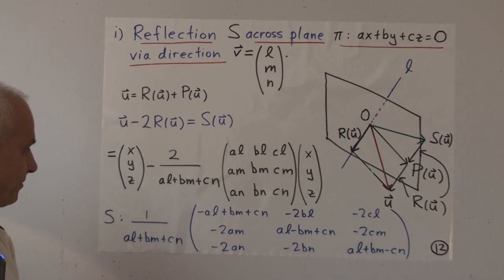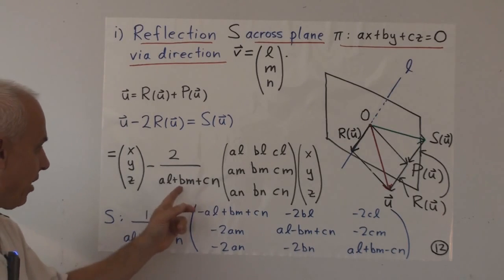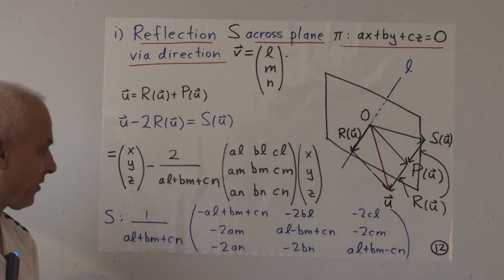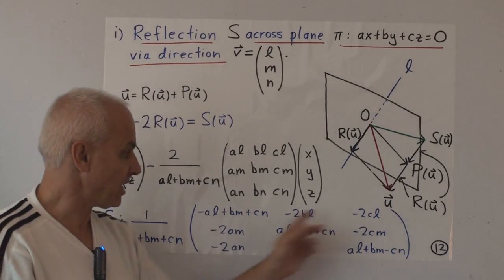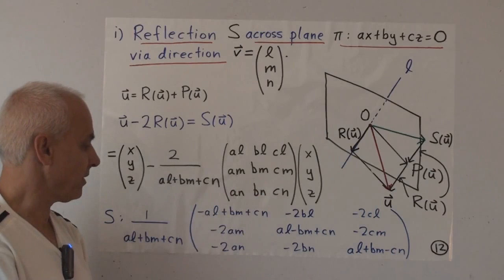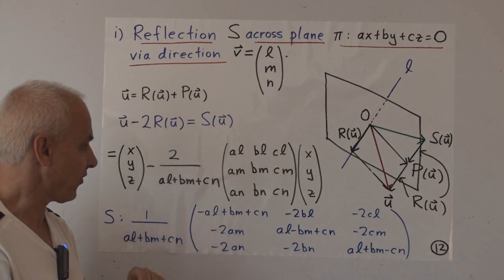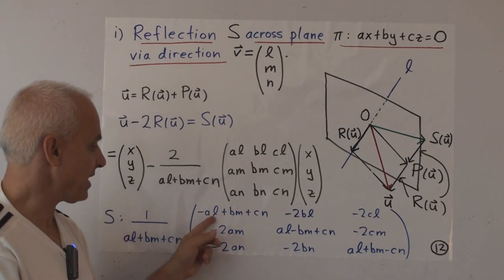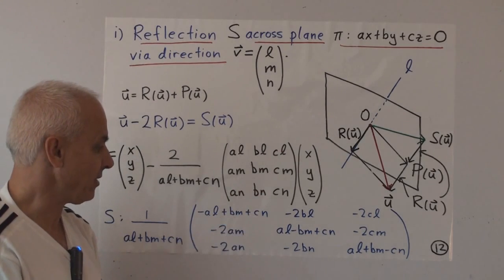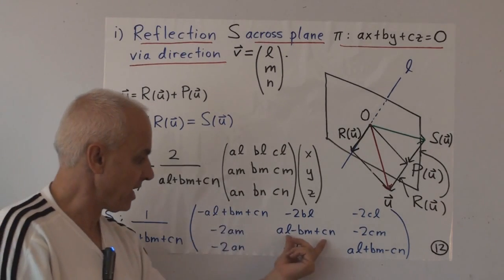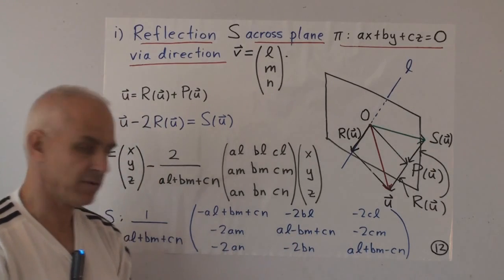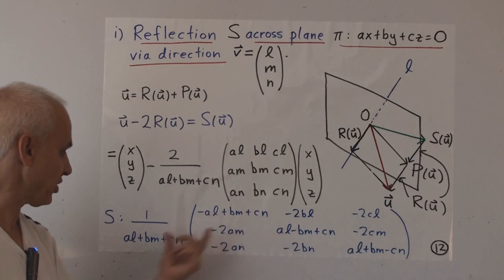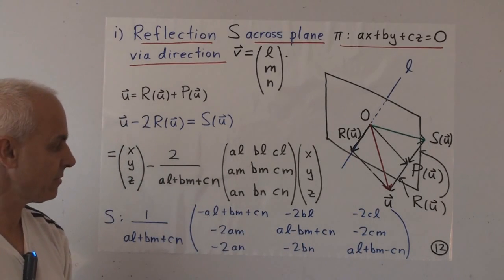And here's what it looks like. We still have AL plus BM plus CN in the denominator. And you can check, please check, that the entries of the matrix that you get by taking the difference here look like this. In this corner there's minus AL plus BM plus CN. And then there's a similar thing down the diagonal where the minus sign in here is in the second position and here in the third position. Otherwise this expression looks just like this denominator here.